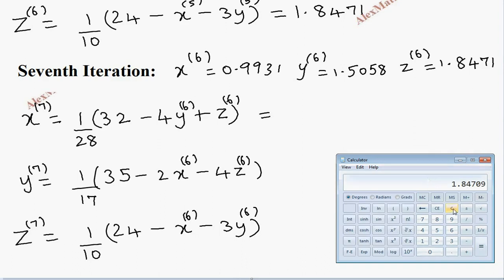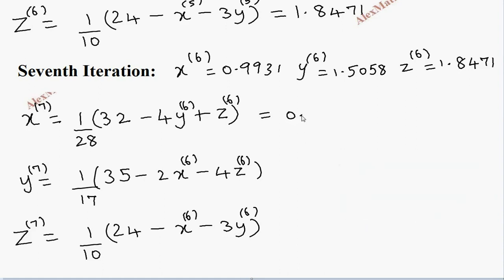Take calculator. Now it is 32 minus 4 into y of 6, 1.5058 plus z of 6, 1.8471. Then after that we have to divide by 28, which is 0.99371. When we round off to 4 decimal places, 0.9937.